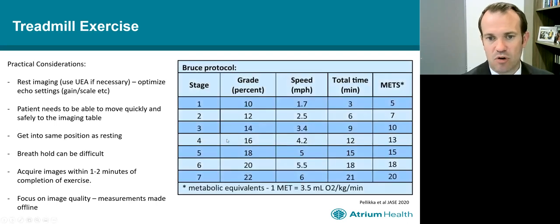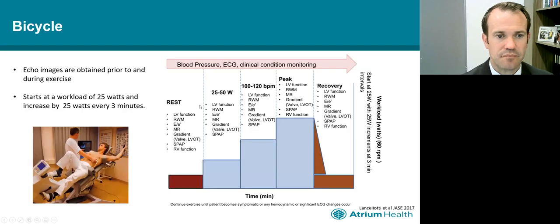The most common protocol that we use is the Bruce protocol. This is a staged protocol where we're increasing gradient and speed at set intervals. But it may not be the best protocol for many individuals. And so I would encourage you to be flexible in what type of protocol you're running, and having a very good and strong exercise physiologist can help there.